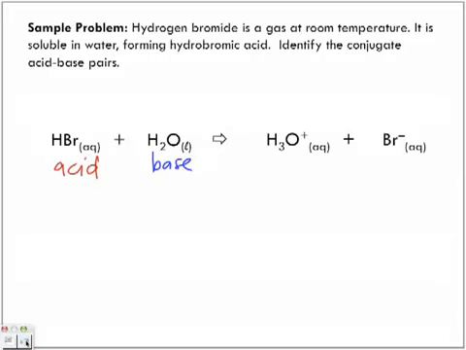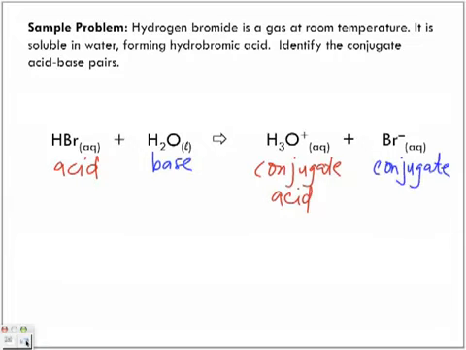Now, which one of these is the conjugate acid? In our products, which one of them is the hydronium ion? So this is going to be the conjugate acid, which means the Br negative is the conjugate base.